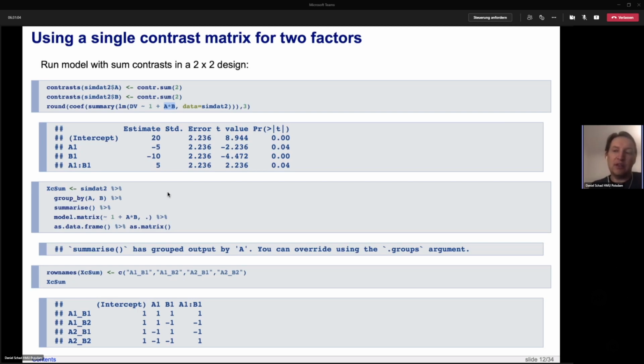that gives a lot of power in the analysis is to use a single contrast matrix for two factors. So a 2x2 design consists of 4 different factor levels, right? 2 times 2 is 4. So 4 different factor levels, and we can code the exact same analysis by having just one design matrix for this 4-level factor.